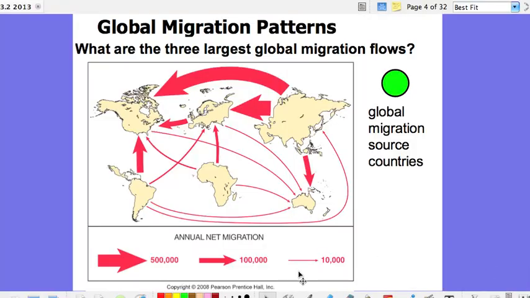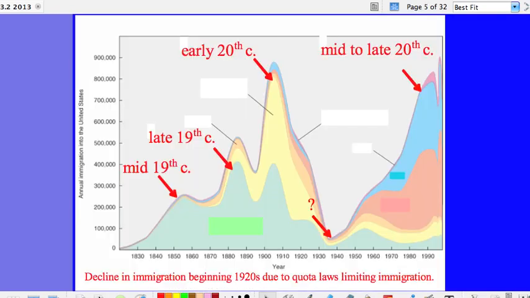All right, let's go back to looking at global patterns again. All right, actually we're going to move on to migration to the United States. So you saw something like this in your book, and when you come into class you will be doing matching the source countries that came to the United States and where did they come from in each of these different peaks of migration.